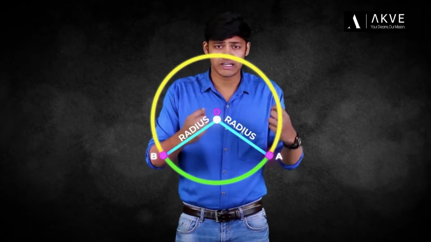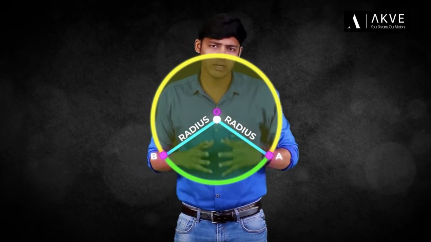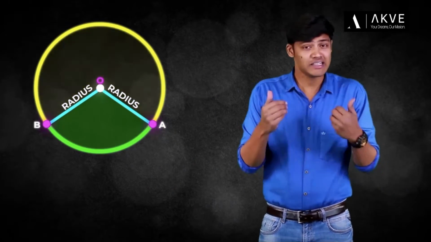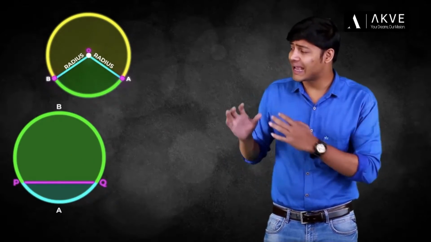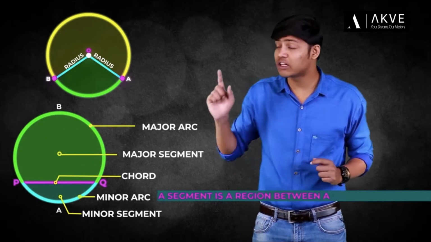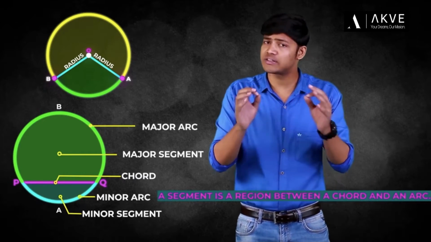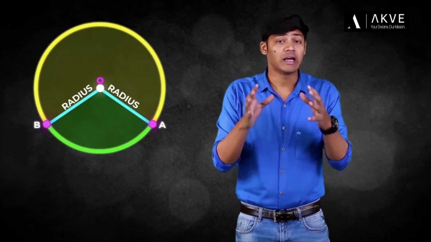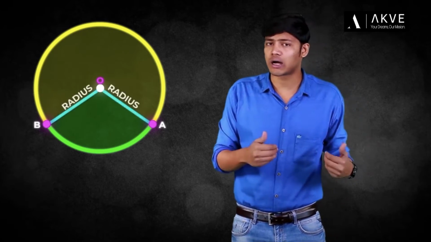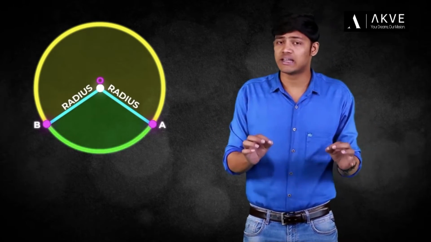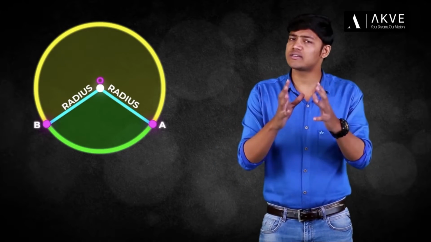Now, can we call this region a segment of the circle? No, right? This region is not a segment, since we know that a segment is a region between the chord and the arc of a circle. But here, this region is formed between the two radii and the arc of the circle. So this region is not a segment of the circle.